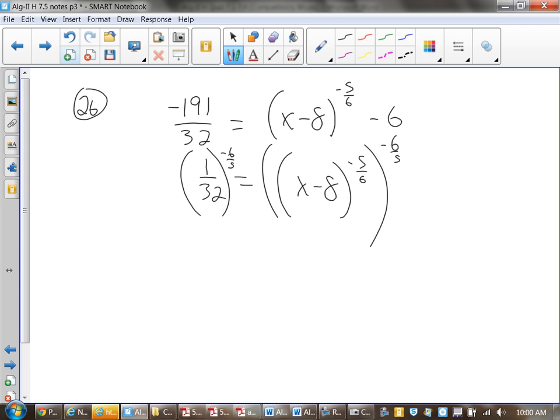Okay. So these powers basically drop out. You get an exponent of 1. So you have x minus 8. On the left side, if I raise that to a negative 6/5, I get 64. Add 8, we get 72. Do you get 72?